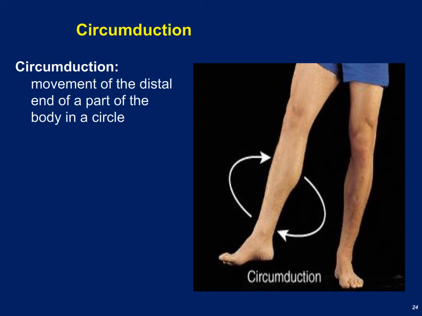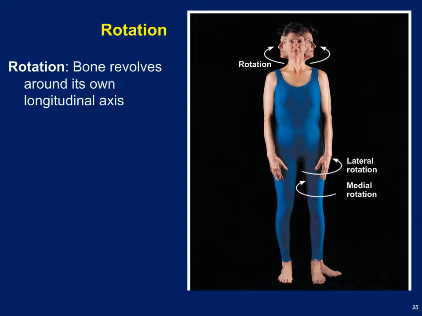That is, we can move the distal end of our appendage in a circle. And so when you do the hokey pokey and you turn yourself around, you're doing circumduction. On the other hand, rotation is when a bone revolves around its own longitudinal axis. For example, the atlantoaxial joint, which is the joint between C1 and C2, allows us to shake our head no. This is an example of rotation. We can also, to some extent, rotate the lower appendages, that is the thigh. So it's possible to laterally rotate the hip just a bit and also medially rotate the hip.